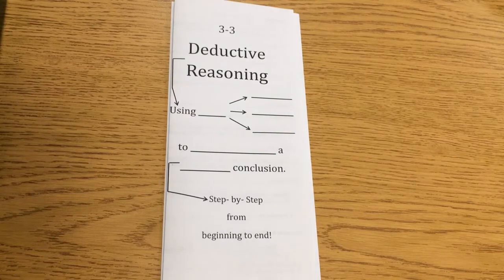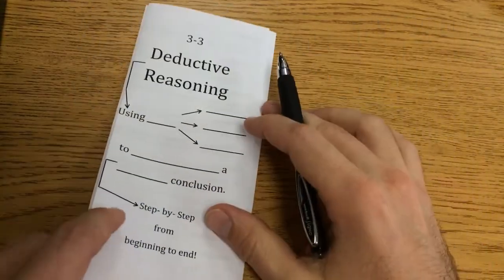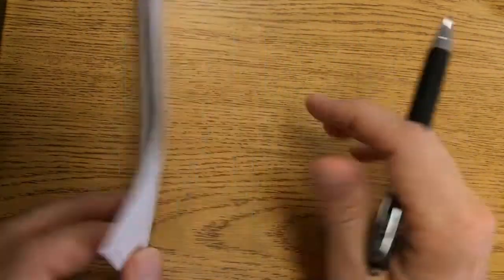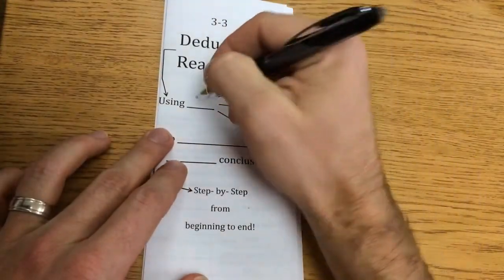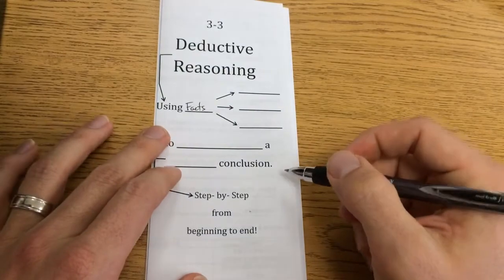These ones are titled 3-3, Deductive Reasoning. These are on the back of our notes from 3-2, Inductive Reasoning. And inductive reasoning was all about patterns. Deductive reasoning today is all about using facts. So what are the actual facts that are given to us?